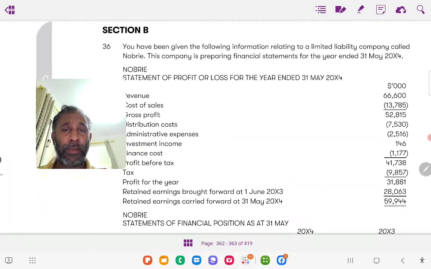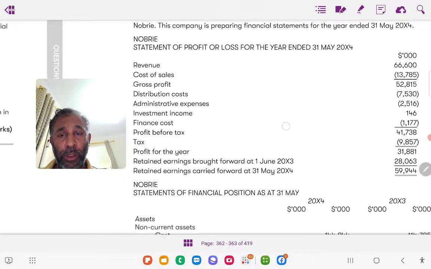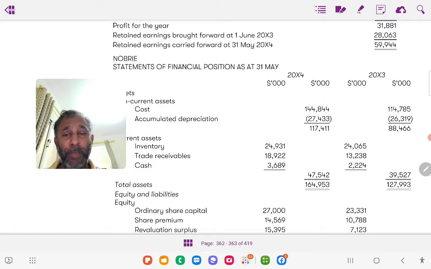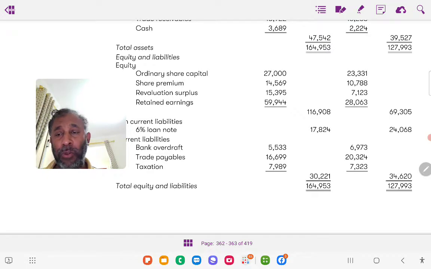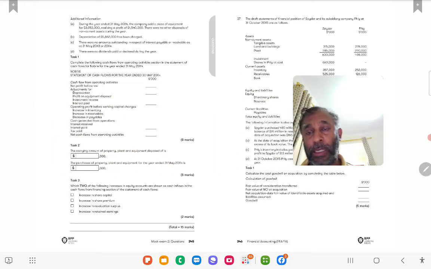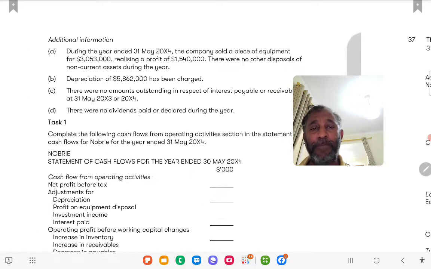You have been given the following information relating to a limited liability company called Nobri. The company is preparing financial statements for the year ended 31st May 2014. They have given the statement of profit or loss in a normal template: revenue, cost of sales, gross profit, and so on. They have also given you the statement of financial position. And usually when you have a cash flow statement question, they also give you some additional information. The additional information is given here.